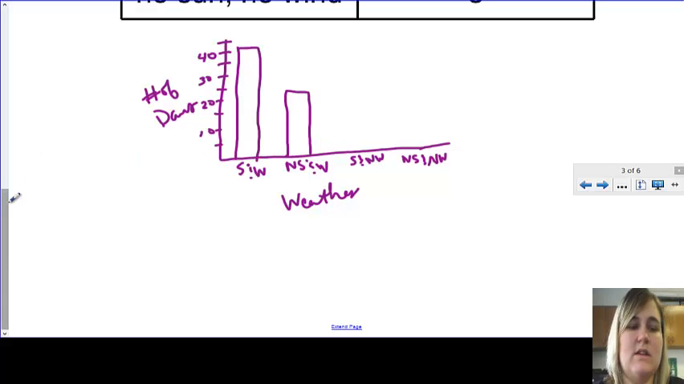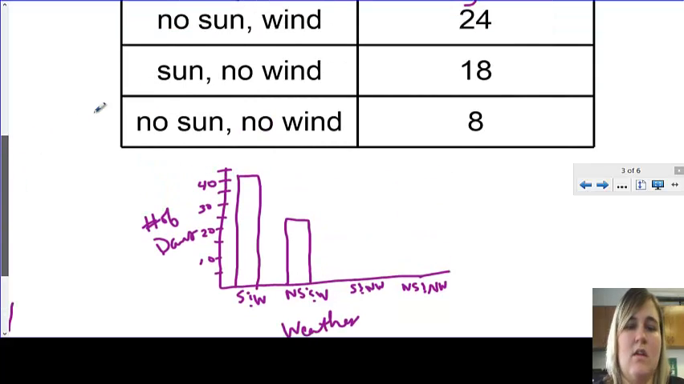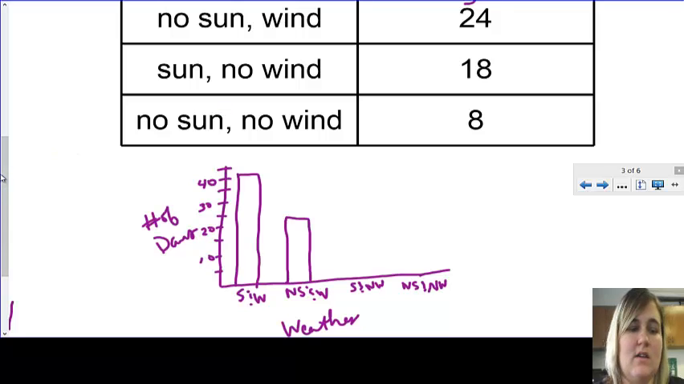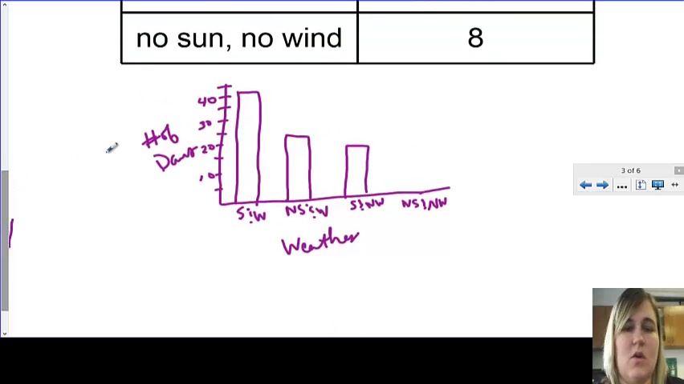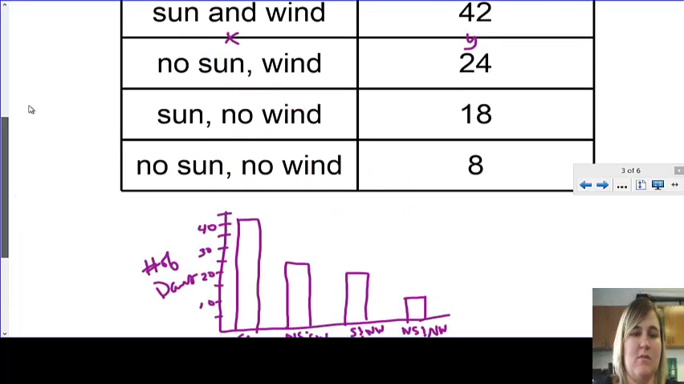Okay, the next one is sun and no wind. There were 18 days like that, so just a little under the 20 mark. And the last one was no sun and no wind, which was 8 days. Maybe about there. Pretend that this is all nice and straight. Same amount of space between. Okay, so this is my frequency distribution table that I've made.